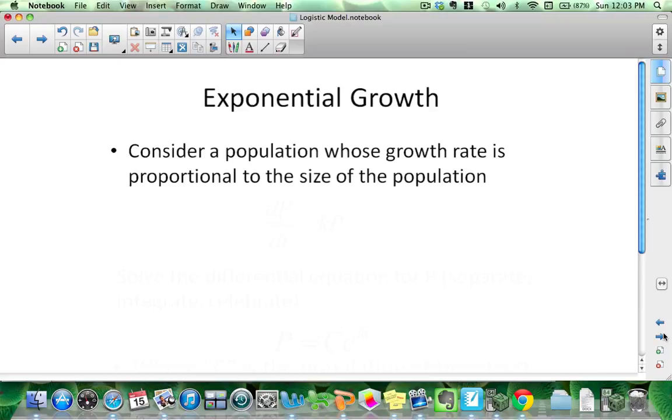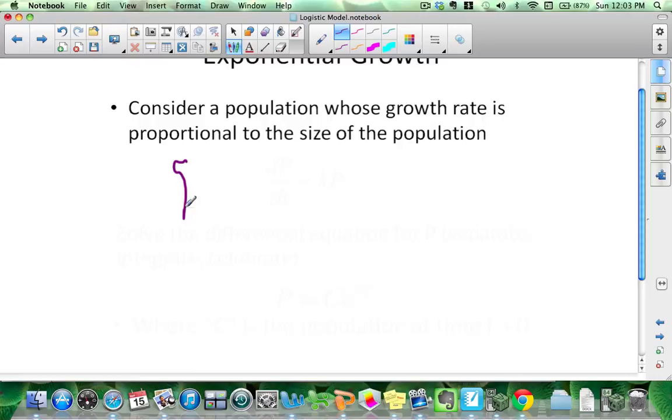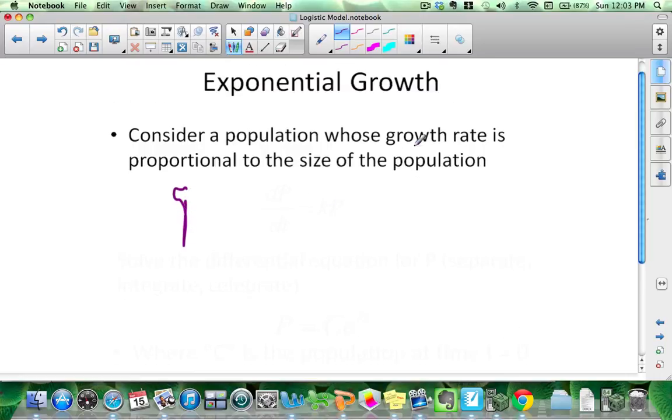So before we talk about that kind of model, I do want to talk first about exponential growth. Exponential growth means that the growth rate is proportional to the size of the population. In other words, dP/dt, the growth rate of the size of the population, is proportional to the size of the population. K is just the constant of proportionality. So I have dP/dt is equal to K times P.